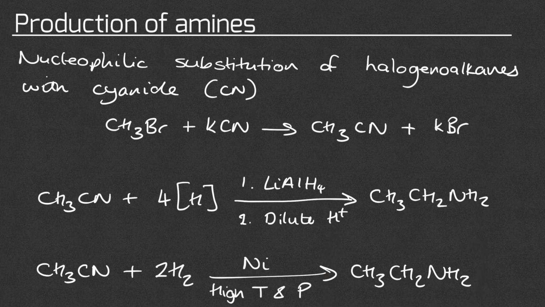You need to know both of these methods. You need to know the reduction with lithium aluminium hydride is used in labs on a small scale. You need to know that catalytic hydrogenation is used for industrial use, as lithium aluminium hydride is too expensive. So you have to be able to write equations just like this to show how you can go from the nitrile to the amine.